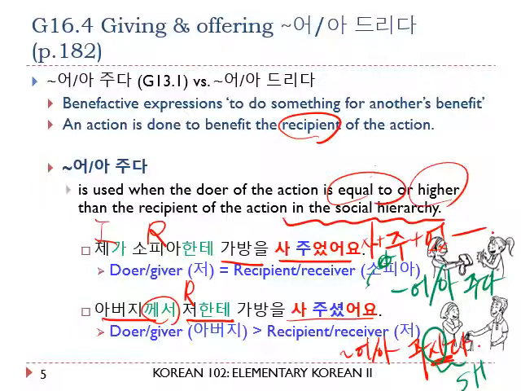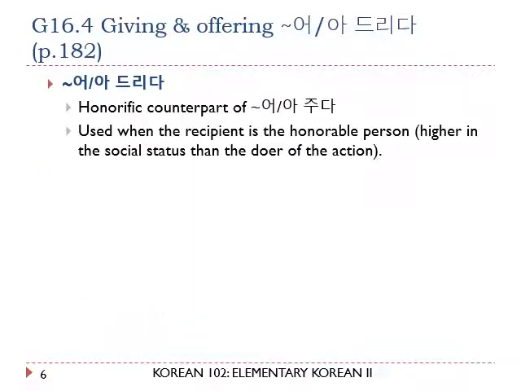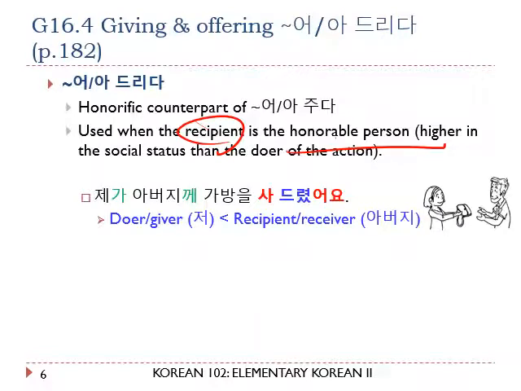Good? So 주시다. On the other hand, 드리다, which is the honorific counterpart of 주다, is used when the recipient is an honorable person, who is higher in social status than the doer of the action. For example, 제가 아버지께 가방을 사드렸어요. 자, I, the subject, 아버지께, to my father. Okay, so 아버지 is a recipient. 께 is the honorific counterpart of 한테, right?